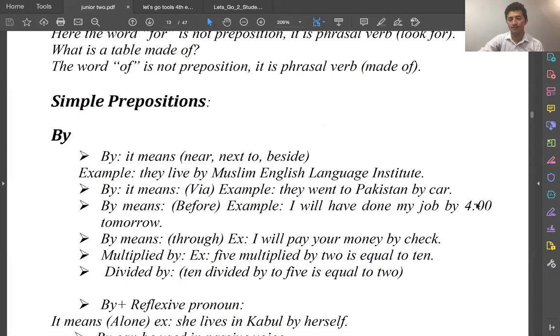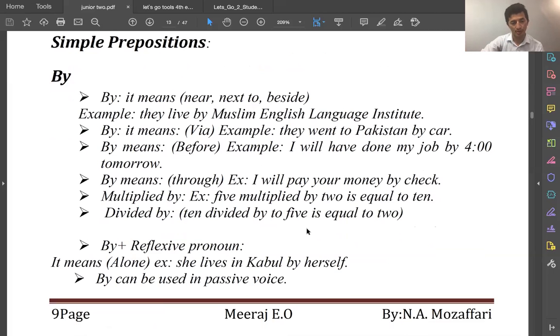Via means through a city. Before we talk about the meaning, by can give us the meaning of before. Like you can say, can you finish your work by 4 p.m.? It means can you finish your work before 4 p.m.? Or I say you have to submit your homework by next class. It means before next class you have to submit your homework. So that's also one of the more usable meanings of by. Okay, by, not boy. Sorry.